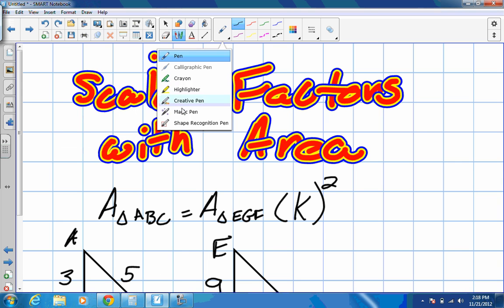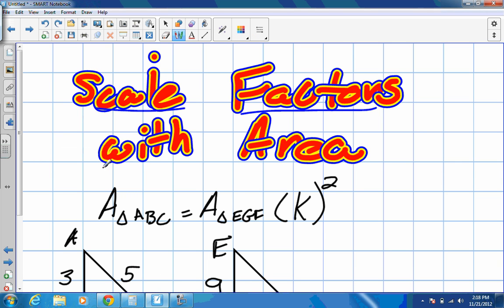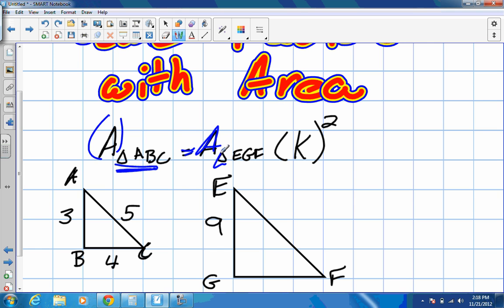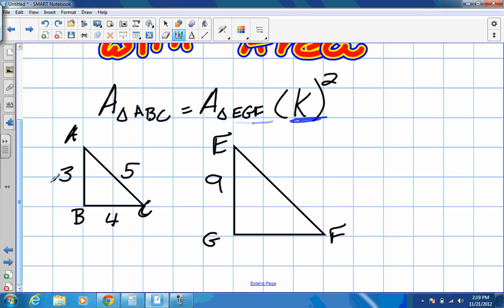Okay, scale factors with area of a triangle. So I've given you a bit of a formula here, and what this is saying is the area of triangle ABC is equal to the area of triangle EGF multiplied by some scale factor. Okay? So, before we even go anywhere, we've just done scale factors.